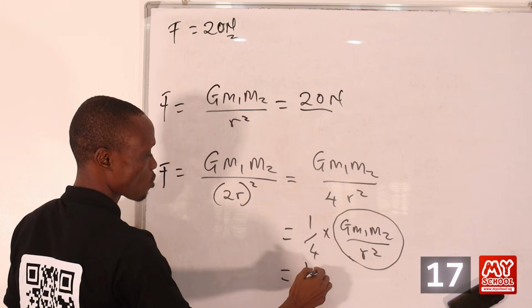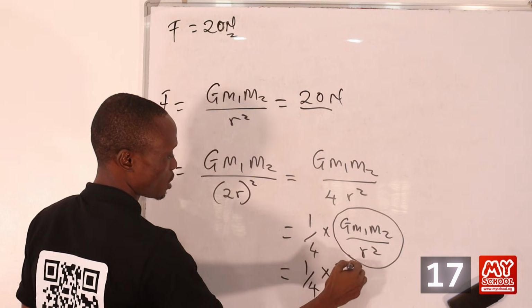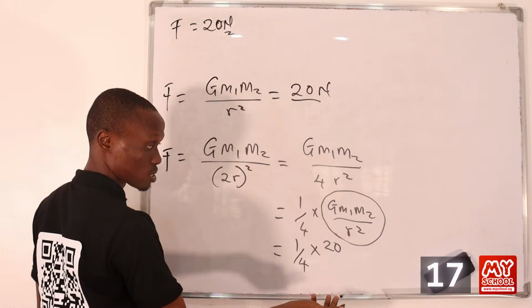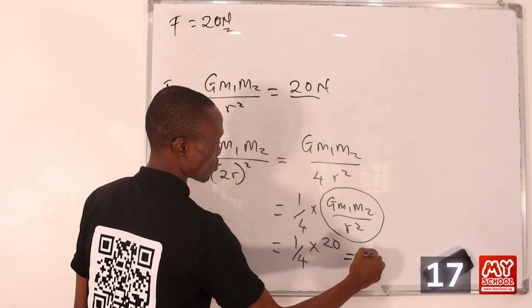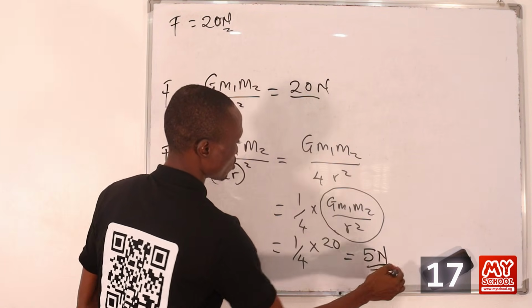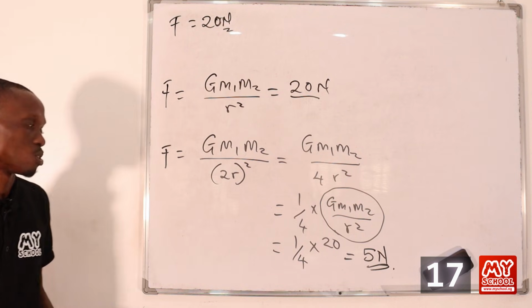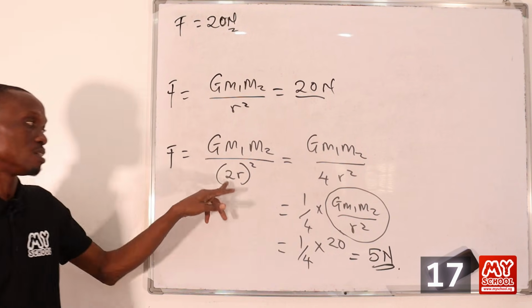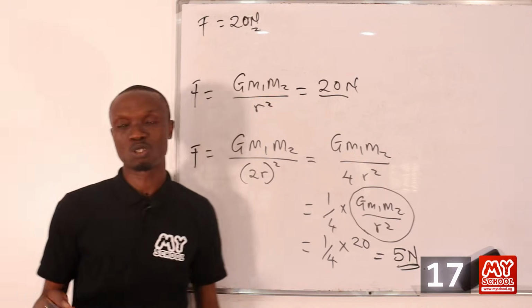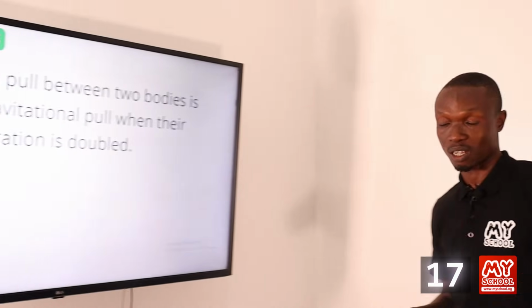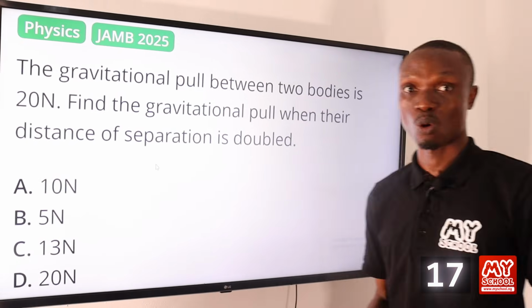So that we'll have 1 over 4 times 20, and 1 over 4 times 20 is the same as 20 divided by 4, and that equals 5 Newton. So the new gravitational pull is equal to 5 Newton when the distance between the two bodies is doubled, right? So let's return to the screen to pick the correct answer to this question, and that is option B, 5 Newton.